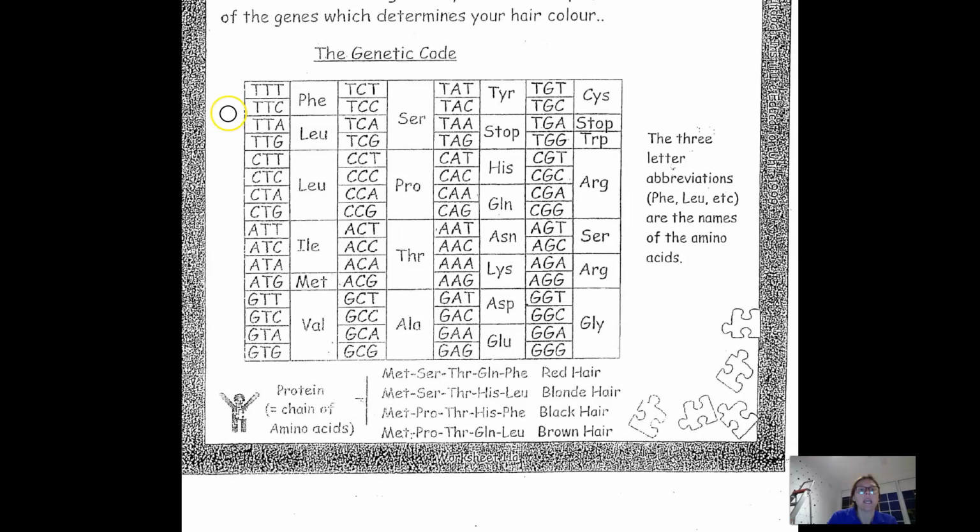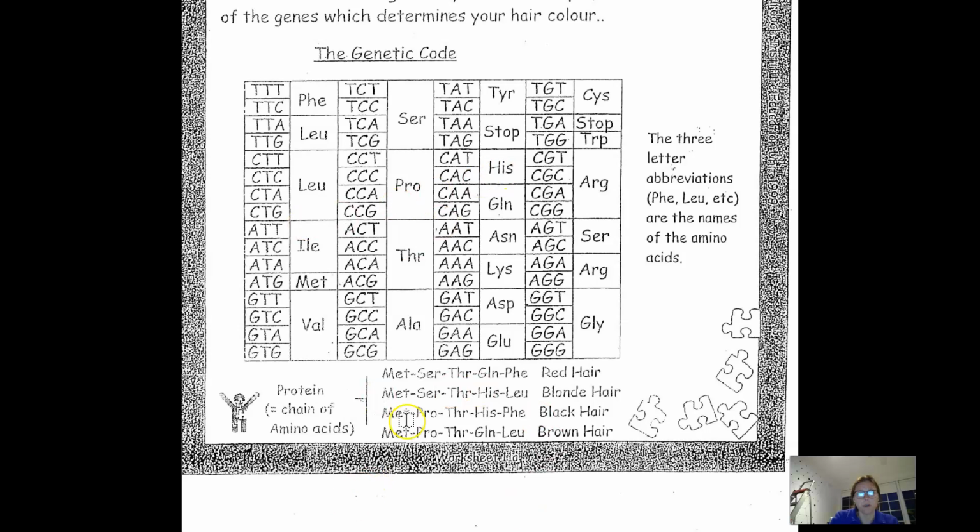So here, if your base code on your DNA is TTA, it makes the amino acid leucine. But so do all of these. CTC still makes that same amino acid. So when we talk about your code being different, the order of the letters is different, but a variety of letters can still make the same protein. I know that sounds a little bit confusing, but when you see it in action, it might work a bit better for you.